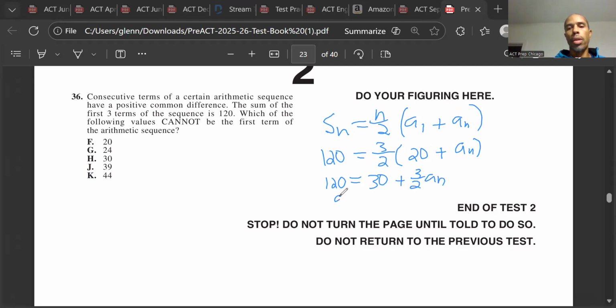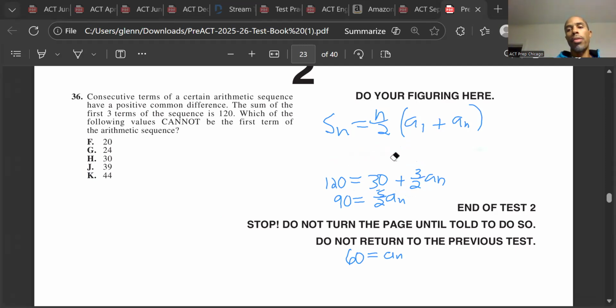Subtract 30, we get 90 equals 3 over 2 AN. And then you multiply that 90 by 2/3. We get AN is equal to, well, we already know. So 2/3 of 90 is 60. So the last term is 60, that means the middle was 40, but we already checked that. Okay, so that works.